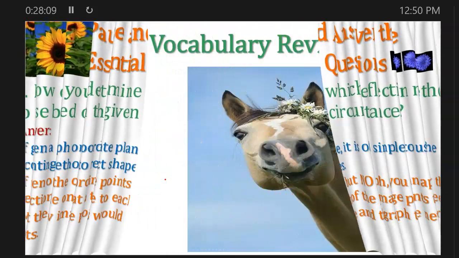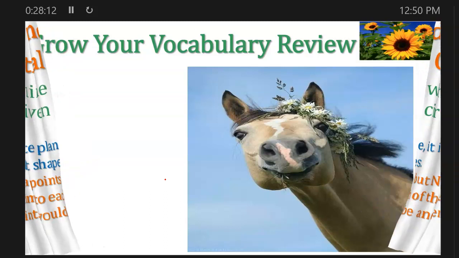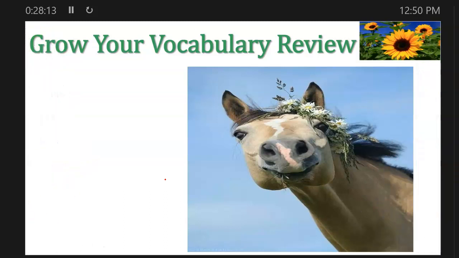All right, we have a nice little Horsey here to help us do our vocabulary review. He's just so cute. He's wearing some blossoms. So, coordinate plane: we did go over that a coordinate plane is a graph, a grid pattern that is divided into 4 sections by 2 lines, our x-axis and our y-axis.